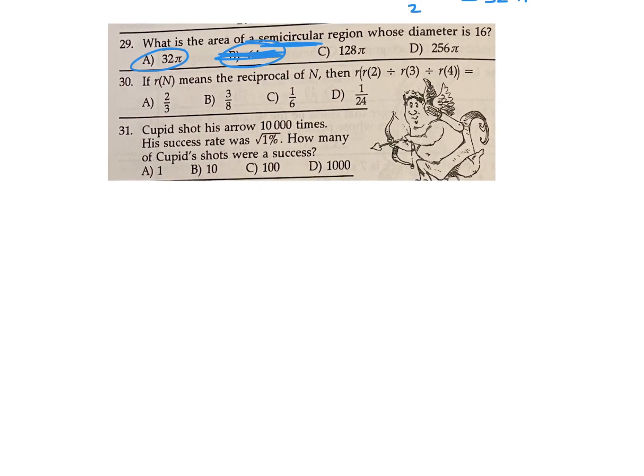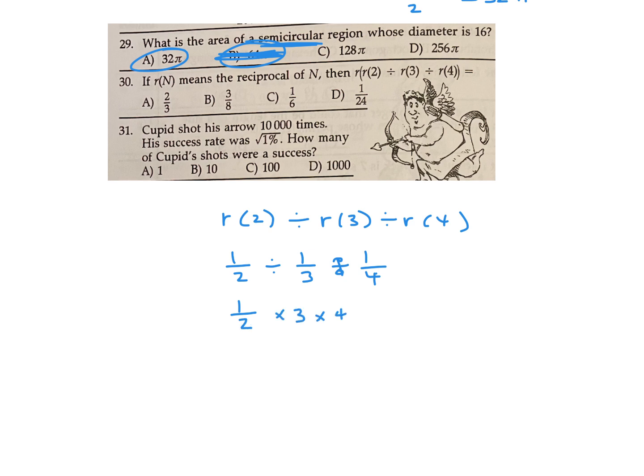If Rn means the reciprocal of n, then R of R2 divided by R3 divided by R4. Okay, so let's just do the bracket first, and then we'll do the big R, or the outside R. So the reciprocal of that divided by 1/3 divided by 1/4. Division. Okay, so is that correct? Yeah. So 1/2, invert and multiply, so that's 12 over 2, so 6. And then we have to take the reciprocal of that, so that's 1 over 6. So C is the answer to number 30.